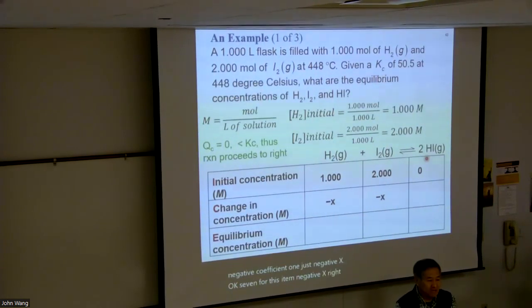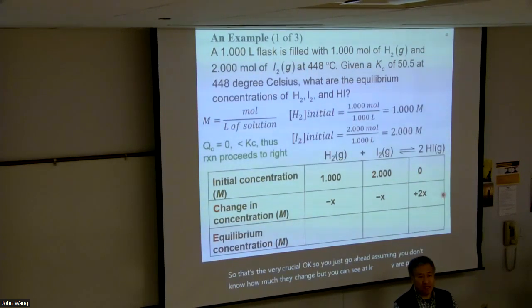Now, what is the sign for this change for the product? Positive, right? For the reactants negative, for the product positive. Sometimes we see the problem with only the product, then everything has the opposite sign. So here we are given the reactants and use them to predict some of the product. We are adding product, plus how much? Use the coefficient, right? That's our product value. That's very crucial. So you just go ahead and assume you don't know how much, but you can see at least whether it is positive or negative, and how much, x.